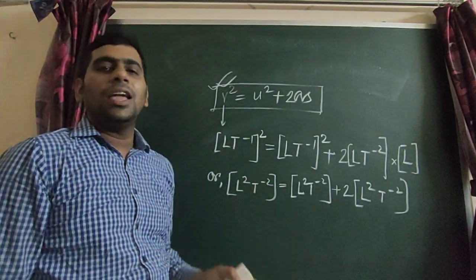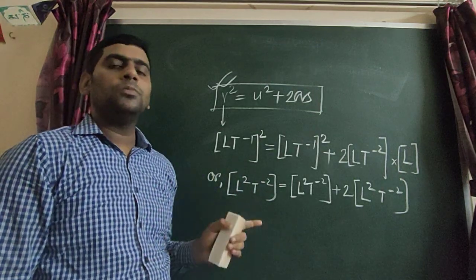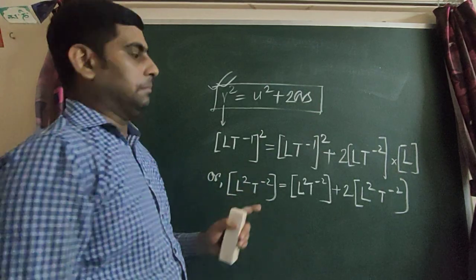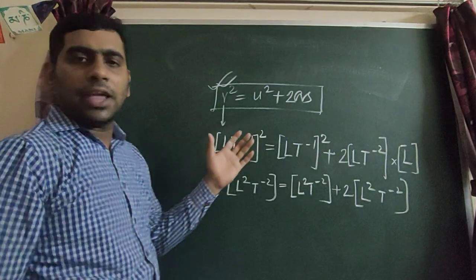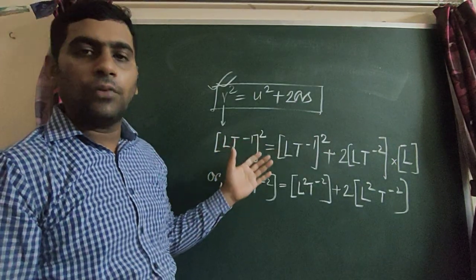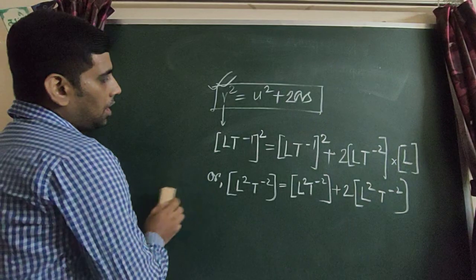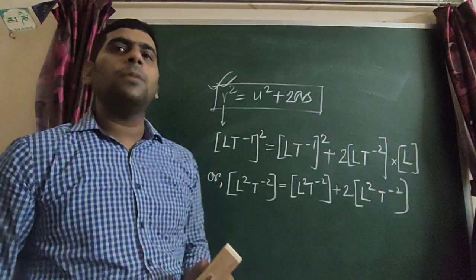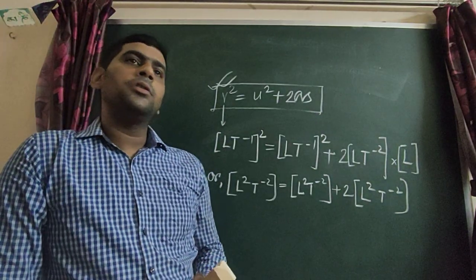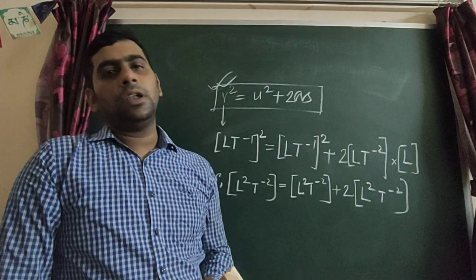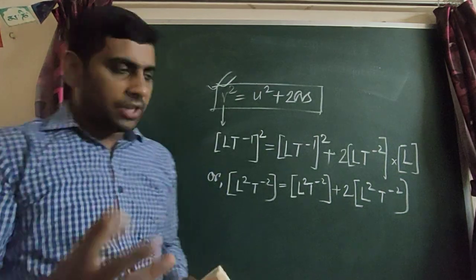You can try this with any other equation. You have to prove the dimensions of both the sides are the same. So like this, we can check the correctness of an equation. Another application of dimensional analysis is that we can find the relation between unknown physical quantities. For example, I am showing you.